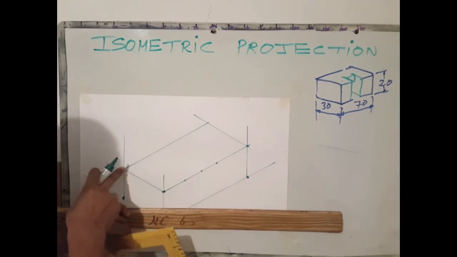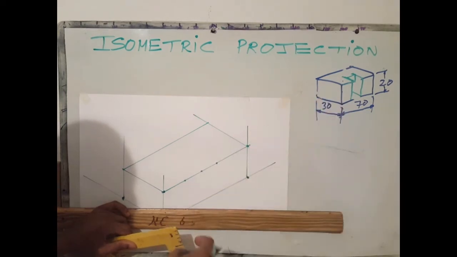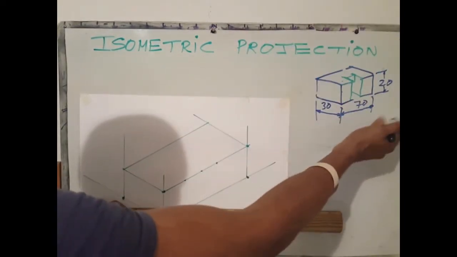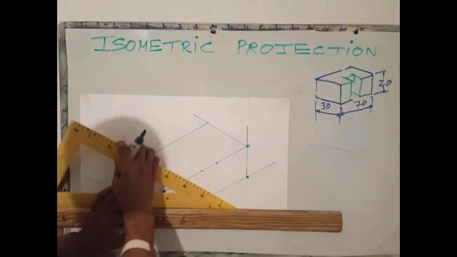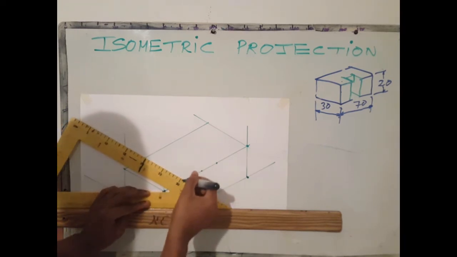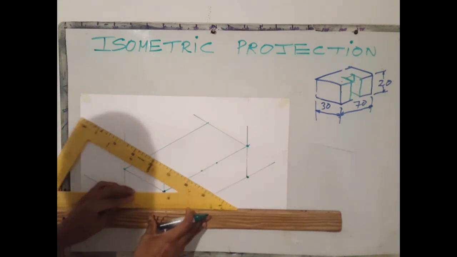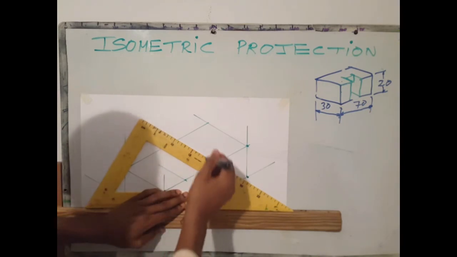We need to ensure that all lines that are in the left plane are parallel. All lines on the right plane are parallel. All lines on the top plane are also parallel. We have right plane, left plane, and also the top. So again, I'm going to slide my set square down to the point. Draw my first line. Slide my set square down to this point.